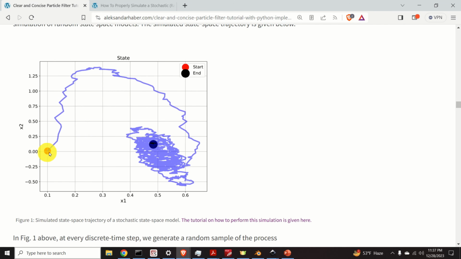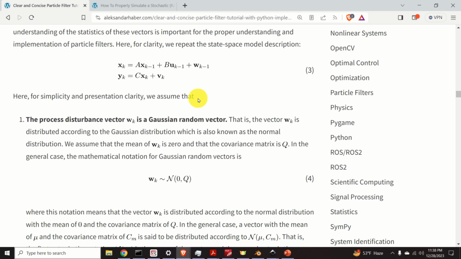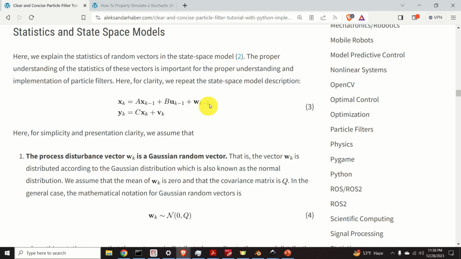The state trajectory starts from here and ends here. At every simulation step, we introduce a stochastic process disturbance vector that creates this randomness in the state space trajectory. That is, in every time step of simulation, wk-1 is sampled from a normal Gaussian distribution.